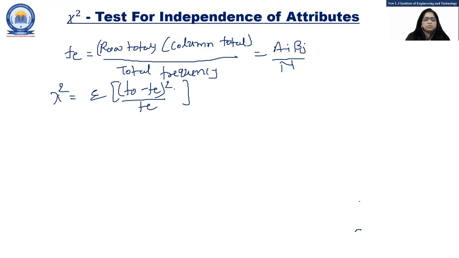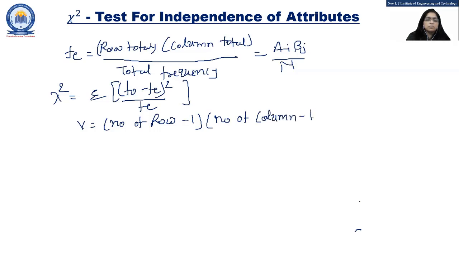Okay, so with the degree of freedom V equal to (number of rows minus 1) into (number of columns minus 1). So if the calculated value of chi-square is less than the tabulated value or the critical value at the given level of significance for the degree of freedom V, the null hypothesis is accepted. And if chi-square is greater than the tabulated value, the null hypothesis is rejected.